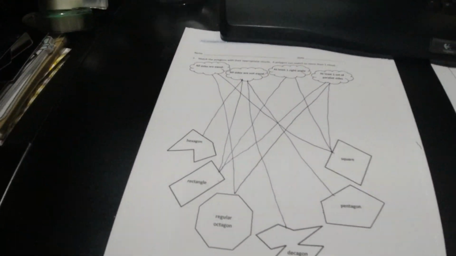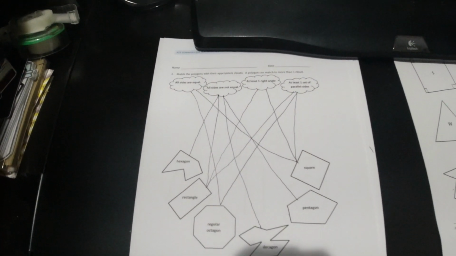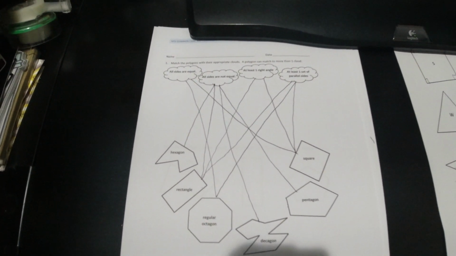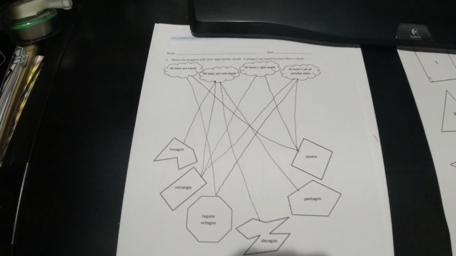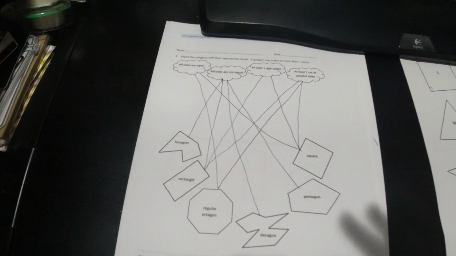So here, I'll put a sky view so that maybe you can see it a little bit better. I know that the lines are all mixed up. Pause if you need to. Okay, now time for the homework. It says to match the polygons with their appropriate clouds. A polygon can match more than one cloud. So we're going to go each polygon one by one.